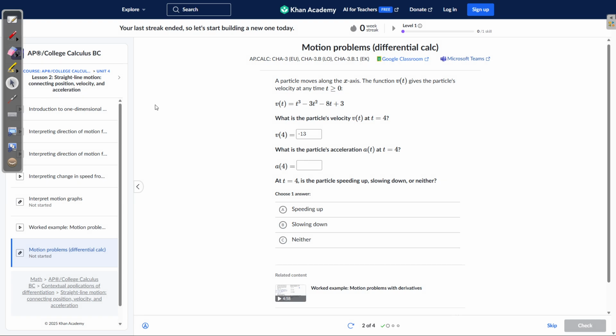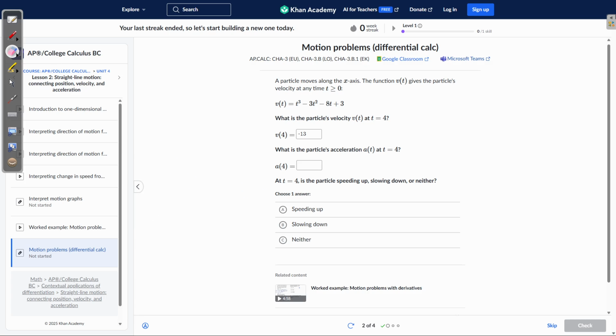What is the particle's acceleration? Well, remember, this is where the calculus comes in. Acceleration is the derivative of velocity, so here we would get this from the power rule. Let's find it at 4. 4 squared is 16, so 48, minus 24, because 6 times 4, and then minus 8. So this is 48 minus 32, which equals 16.